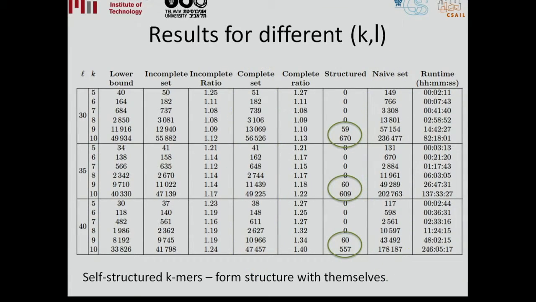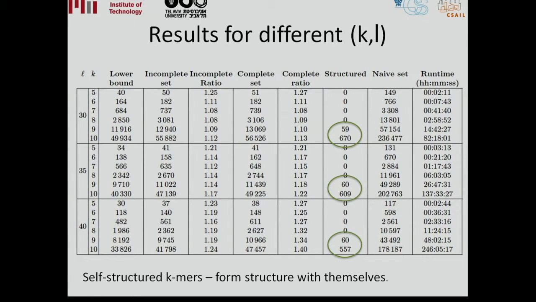I should also note that, as you see, starting from k equals 9, we also get some structured probes in our pool. The reason for that is that there are some self-structured k-mers, so these are k-mers that form structure with themselves. We have no way to cover them but to include some structured probes. Another way to define the problem would be to exclude those and then cover all the rest of the k-mers just with unstructured probes.